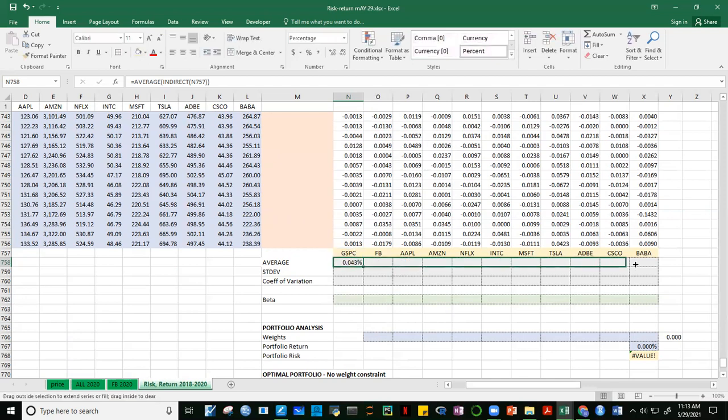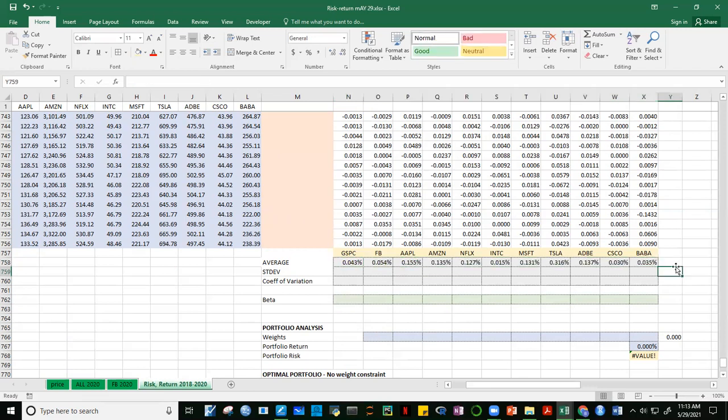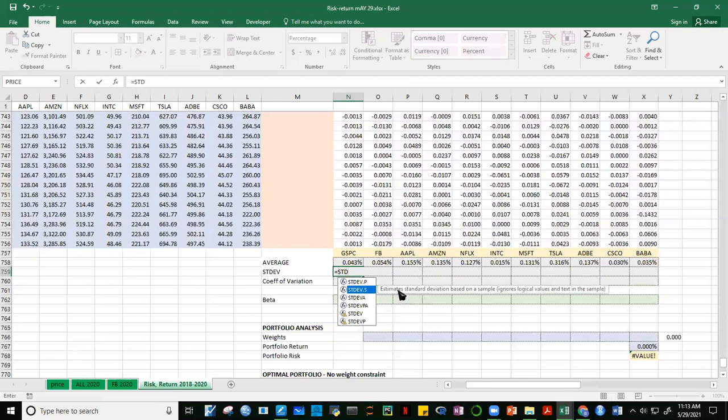So we can copy that to the right. Di mas convenient, ano, kasi hindi na natin i-highlight yung mga ano. So ang risk naman, stdev.s sample, and then again indirect. Gamitin natin si indirect para hindi na natin ha-highlight yung buong returns.